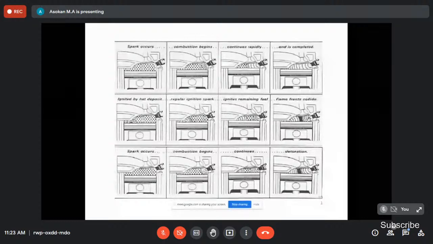Okay. The third one is the auto ignition. Even after the sparking, the flame travels like this. Then auto ignition starts because the mixture reaches the ignition temperature. This one.